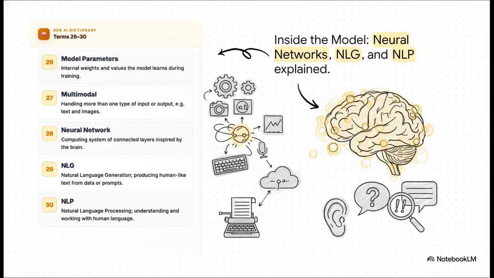At the heart of all this is the neural network, a computing system that's inspired by the structure of the human brain. It's the core technology behind pretty much all modern AI. This is what enables NLG, or natural language generation. That's all about producing human-like text from data, like auto-generating a financial report from a boring spreadsheet. And the other side of that coin is NLP, natural language processing, which is about understanding human language. Things like spam filters, or tools that analyze the sentiment of customer reviews. That's classic NLP at work.